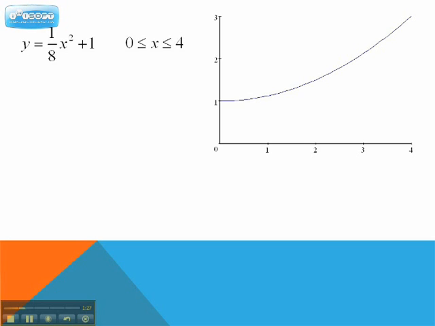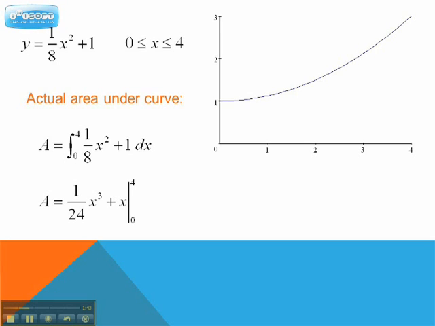So here's an example. We have the function 1/8 x squared plus 1 over 0 to 4. The actual area under the curve, you know to be the integral from 0 to 4 of the function dx. If we evaluated that using the antiderivative, my antiderivative would be 1/24 x to the third plus x, and then I would put 4 into my antiderivative and 0 into my antiderivative and get 20/3, which is about 6.666, okay?